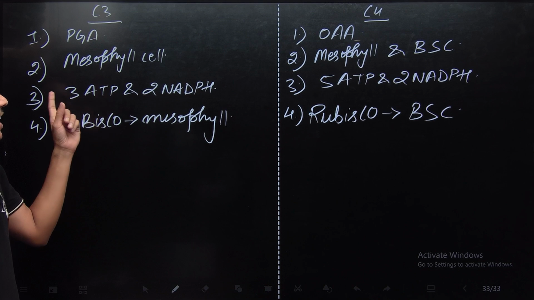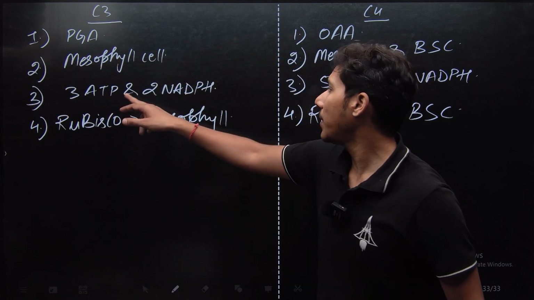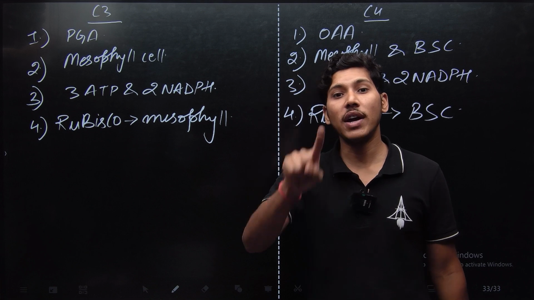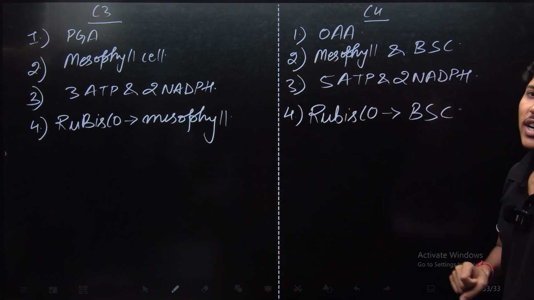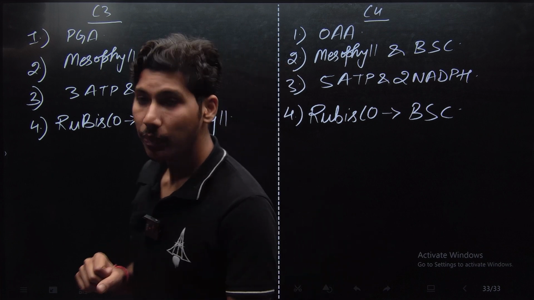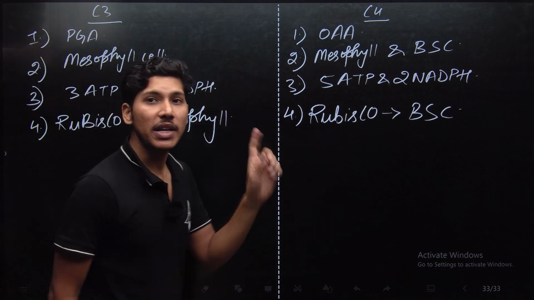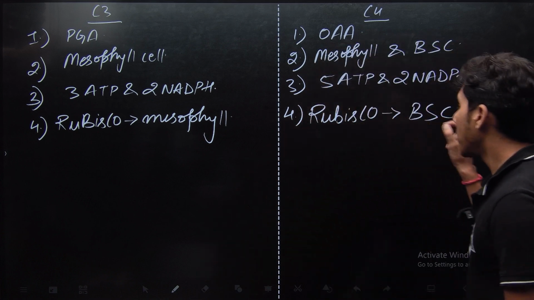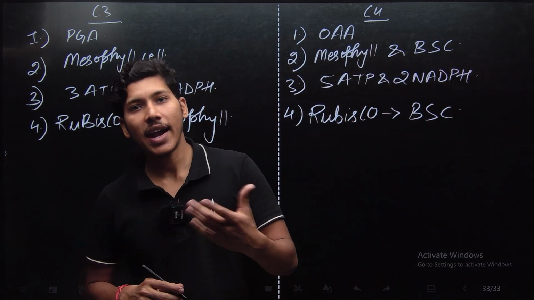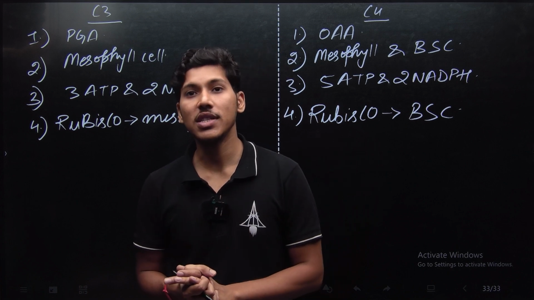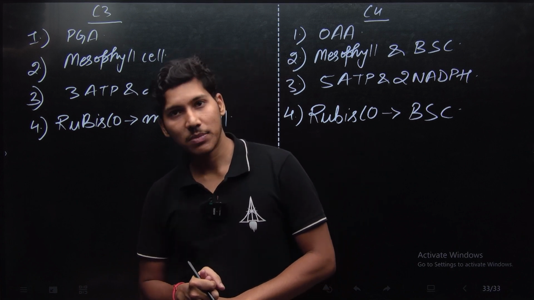Now, for one C3 cycle to happen, we need 3 ATP and 2 NADPH, but for one C4 cycle to happen, we need 5 ATP and 2 NADPH. In the C3 cycle, Rubisco is present in mesophyll cells, but in the C4 cycle, Rubisco is present in bundle sheath cells. Okay, so with this, we are ending the chapter known as photosynthesis. Now, we'll move on to our next chapter, that is respiration.